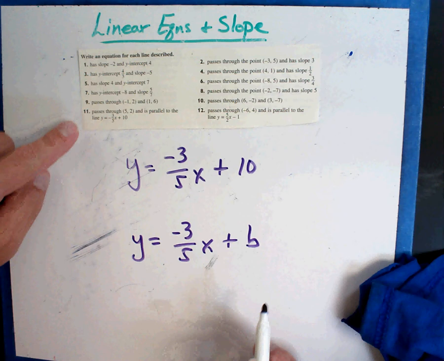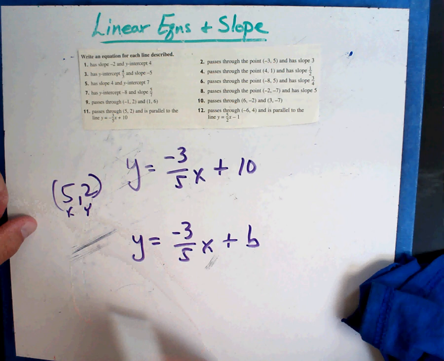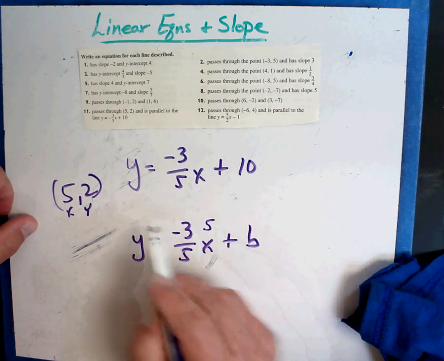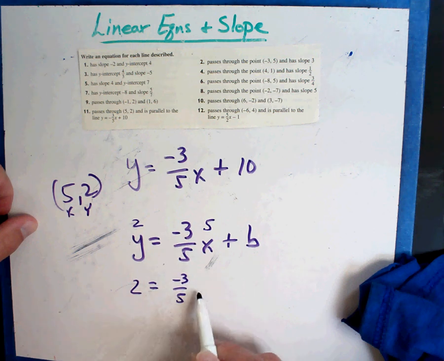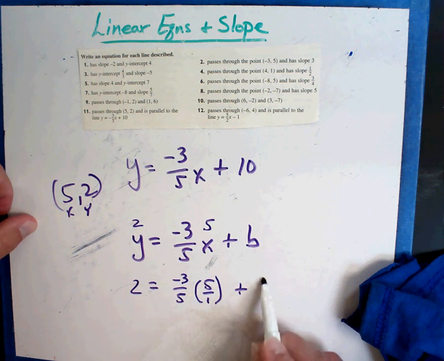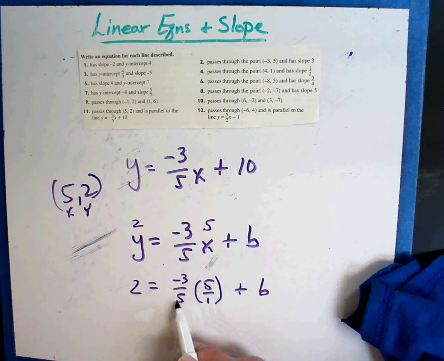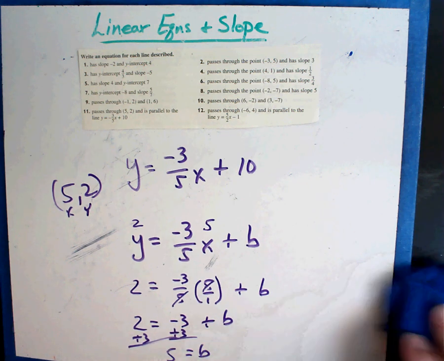If it goes through the point 5, 2 that it says, that's an x and a y. So I'm going to put 5 and 2. So 2 equals negative 3/5 times 5. Well, 5 is the same as 5 over 1. So I can try to make those fractions go away, plus b. I have a 5 on the top and 5 on the bottom there. Those cancel. So all I have left is 2 equals minus 3 plus b. Leave the b, move that over by adding. B equals 5.